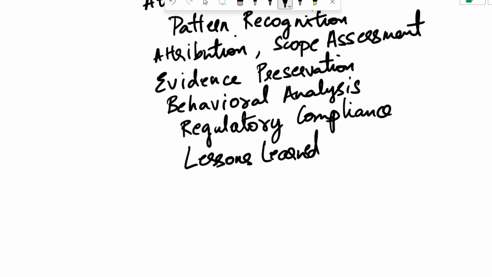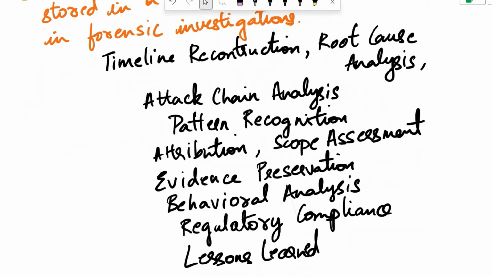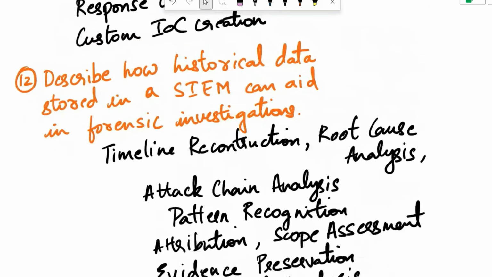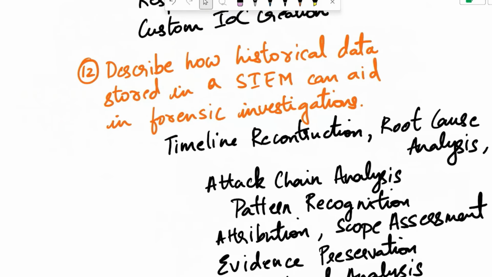After an incident, analyzing historical data can provide valuable insights into what went wrong, how the incident was detected or not detected, and what steps can be taken to prevent similar incidents in the future. So, in summary, historical data stored in a SIEM serves as a treasure of information for forensic investigators.